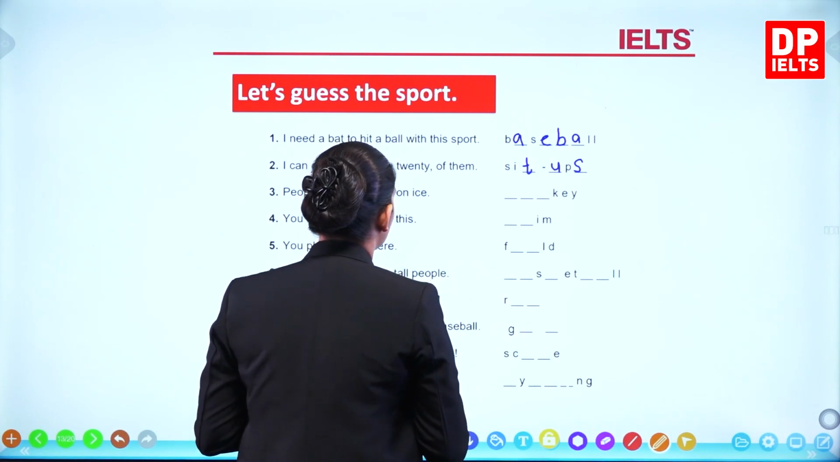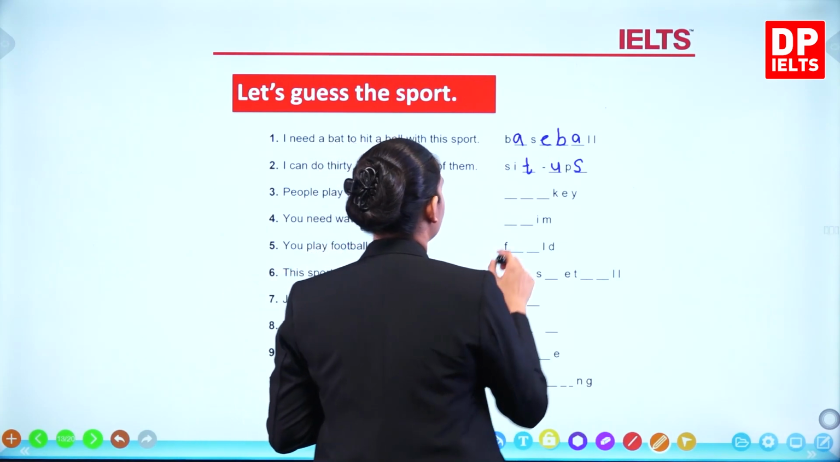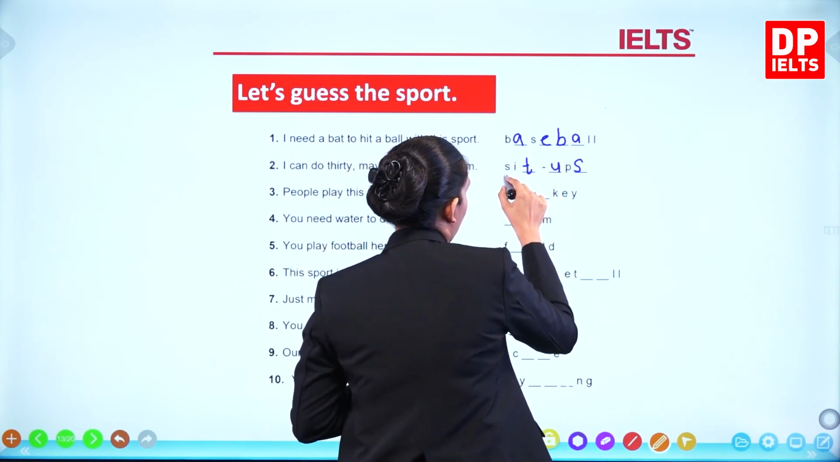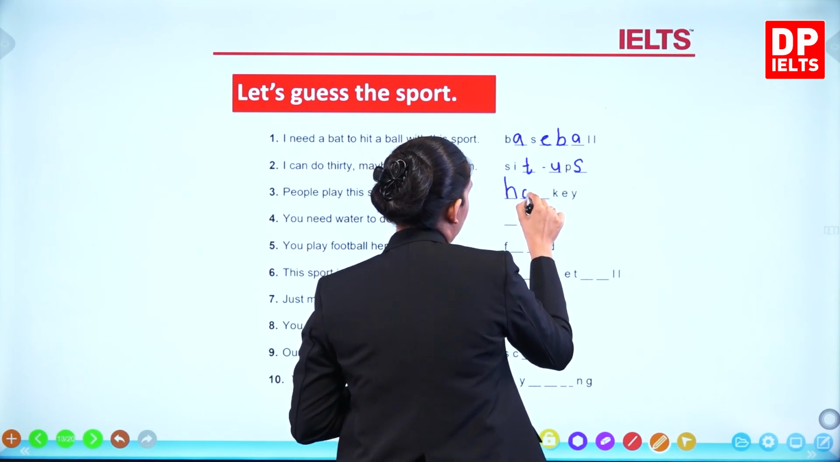People play this sport on ice. Okay, they could actually play it on ice as well. Hockey.